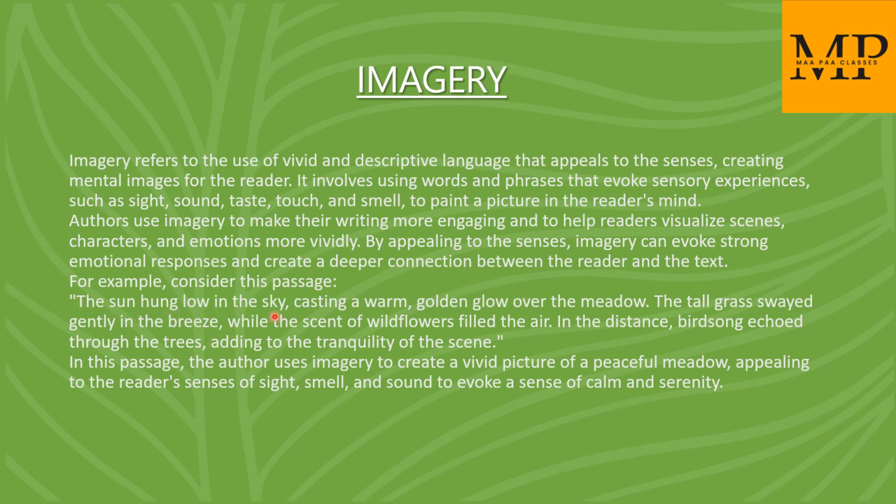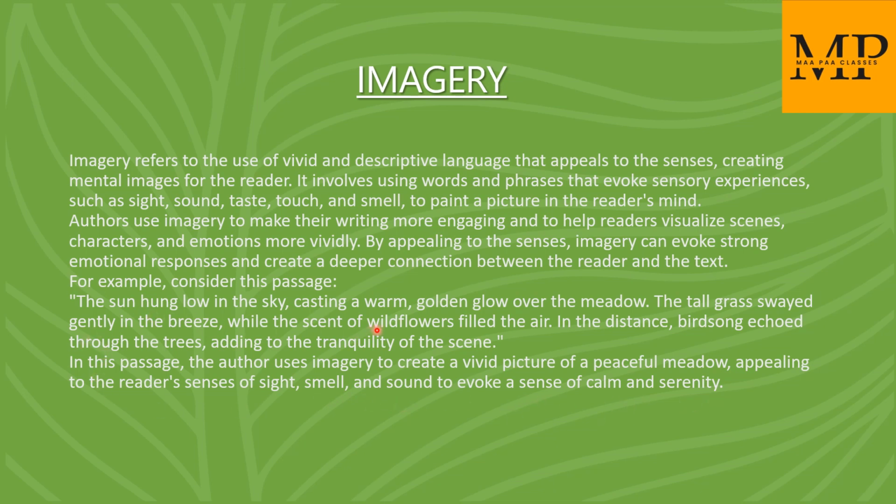The sun hung low in the sky, casting a warm golden glow over the meadow. The tall grass swayed gently in the breeze, while the scent of wildflowers filled the air. In the distance, birds' song echoed through the trees, adding to the tranquility of the scene. In this passage, the author uses imagery to create a vivid picture of a peaceful meadow, appealing to the reader's senses of sight, smell, and sound to evoke a sense of calm and serenity.